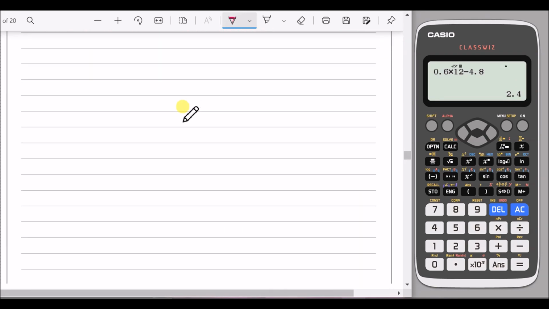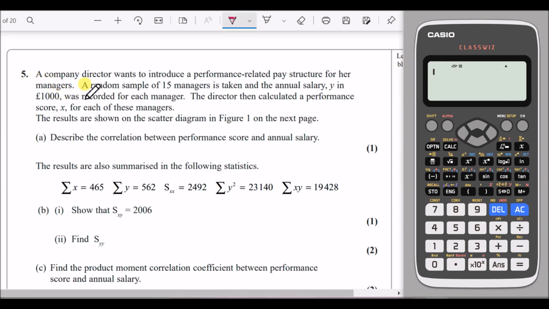Yeah, and that's it, guys. That's number 4 done. So a company director wants to introduce a performance-related pay structure for her managers. Now, a random sample of 15 managers was taken and the annual salary Y in £1,000, so Y in thousands, was recorded for each manager. The director then calculated a performance score X for each of these managers, so they get some sort of rating. Now, the results are shown on the scatter diagram in figure 1 on the next page.